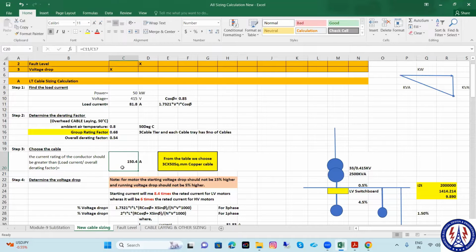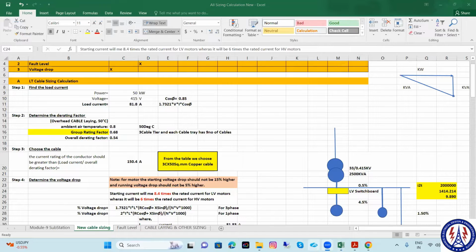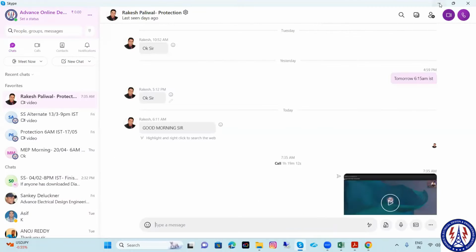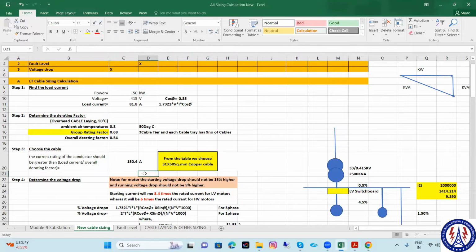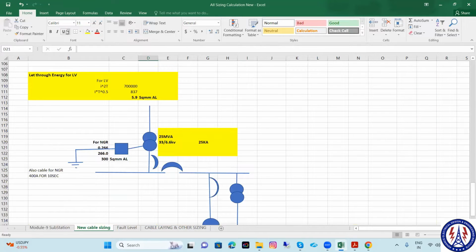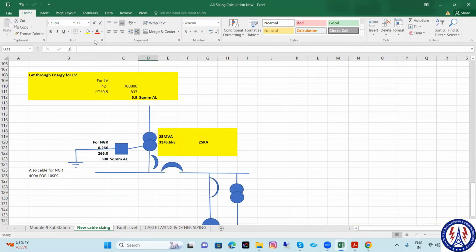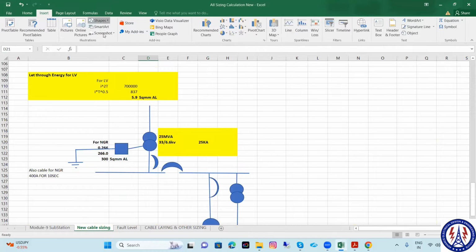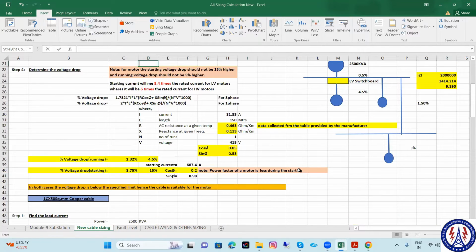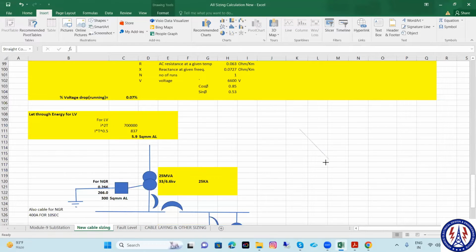I have two questions. One is for lighting load. Normally we use four core cable for lighting because neutral load is higher. Lighting loads, you are talking after the lighting fixture and after the panel? No, from the substation to the lighting panel. Normally four core, the lower sizes: four core 16, four core 25.